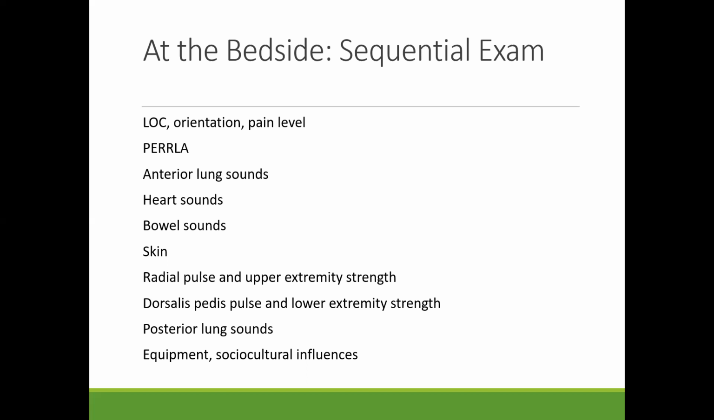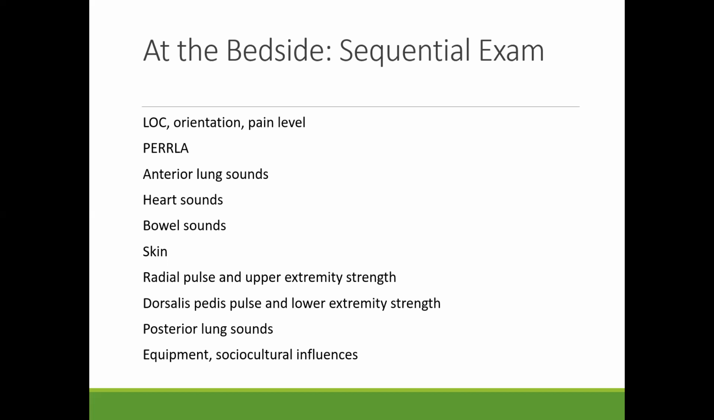You don't necessarily have to do head to toe. If they're complaining of shortness of breath, that's where I'm going to assess first. This is just an idea of how to do it. The level of consciousness, orientation, pain level, PERLA. If they're not PERLA, which means one of those things is not, you can't just say no PERLA; it's PERLA or you identify what is wrong. Maybe their pupils aren't equal, maybe they're sluggish, then it's not PERLA. So you have to make sure you understand the terminology and how to use it.